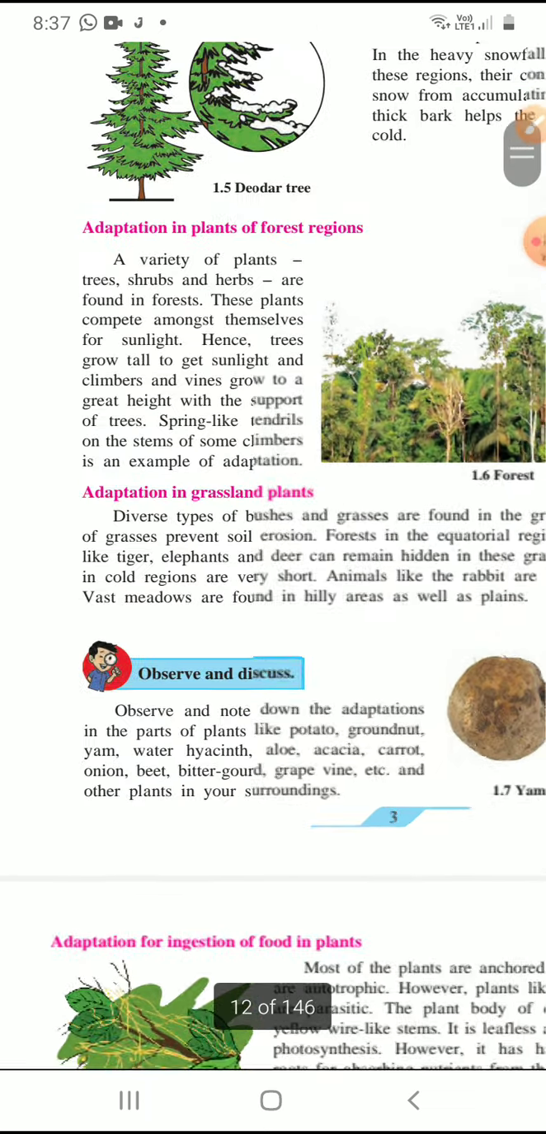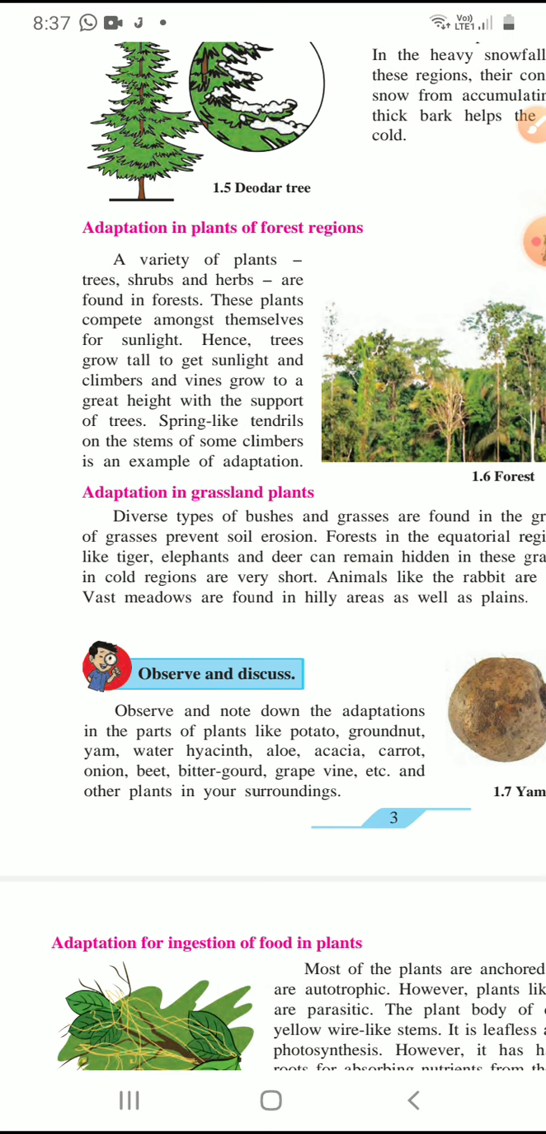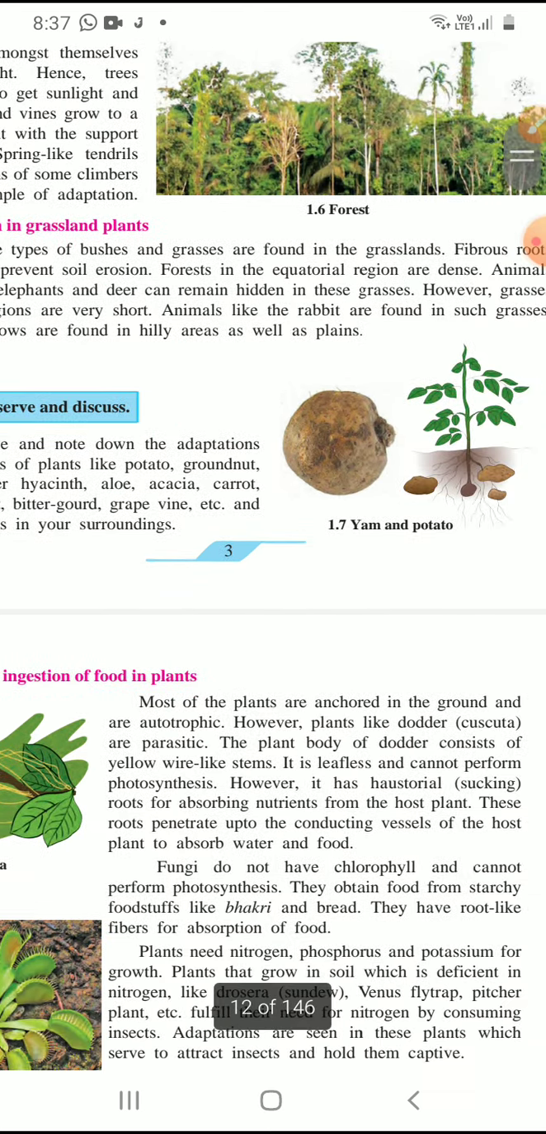Observe and note down the adaptations in the parts of plants like potato, groundnut, yam, water hyacinth, aloe, acacia, carrot, onion, beet, bitter gourd, grape vine, etc., and other plants in our surroundings.